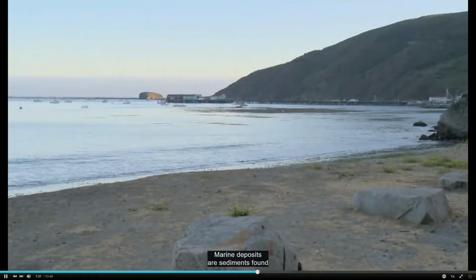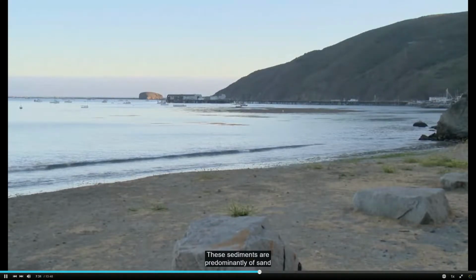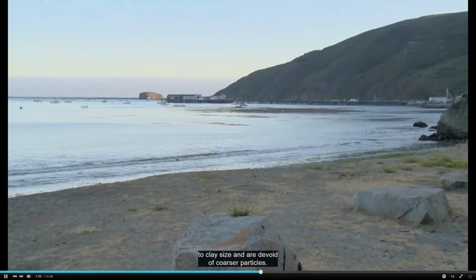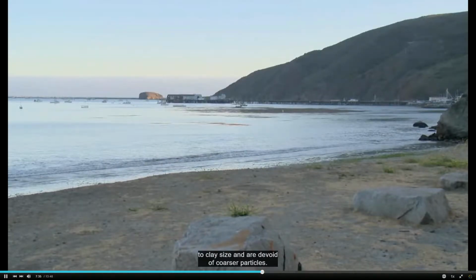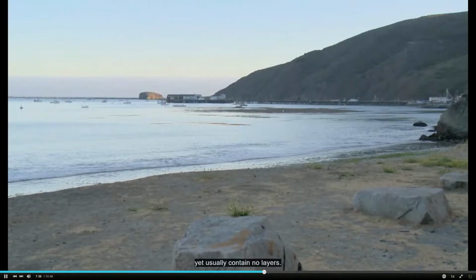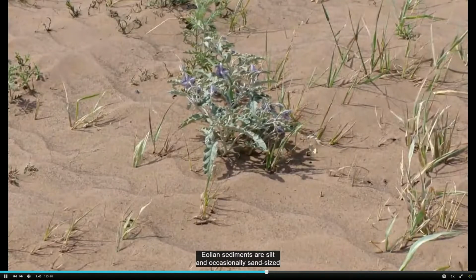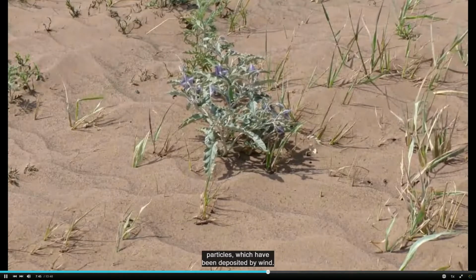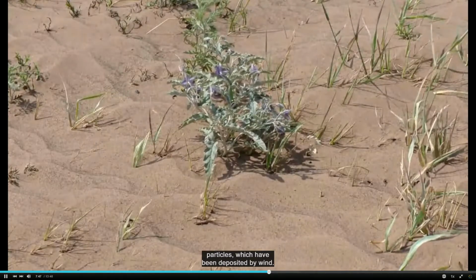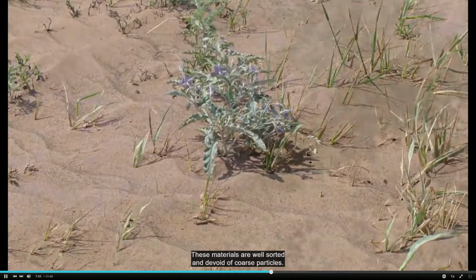Marine deposits are sediments found in an oceanic or coastal environment. These sediments are predominantly of sand to clay size and are devoid of coarser particles. Marine deposits are very well sorted, yet usually contain no layers. Aeolian sediments are silt and occasionally sand-sized particles which have been deposited by wind. These materials are well sorted and devoid of coarse particles.